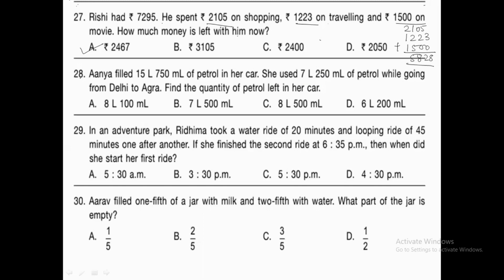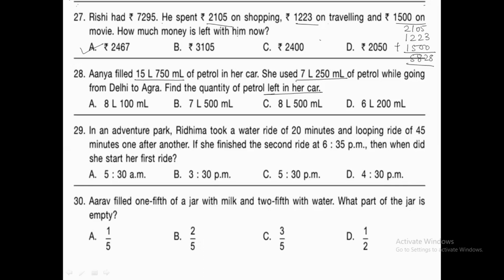Okay, now let's move to question number 28. So question number 28 is saying that Ananya filled 15 liters 750 milliliters of petrol in her car. Now she used 7 liters and 250 milliliters of petrol while going from Delhi to Agra. So now you need to find the quantity of petrol that is left in the car. She has 15 liters and 750 milliliters of petrol, and out of this she used 7 liters and 250 milliliters. So we need to subtract 7 liters 250 milliliters from 15 liters and 750 milliliters.